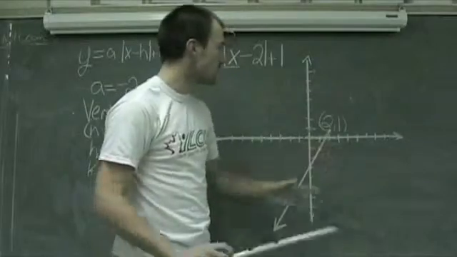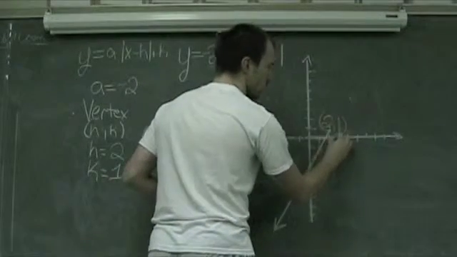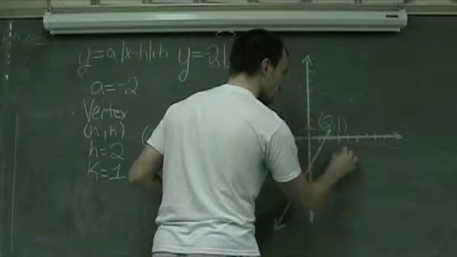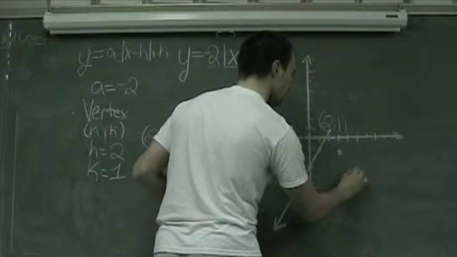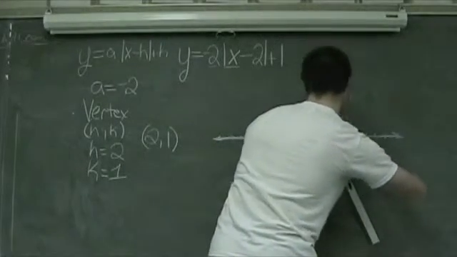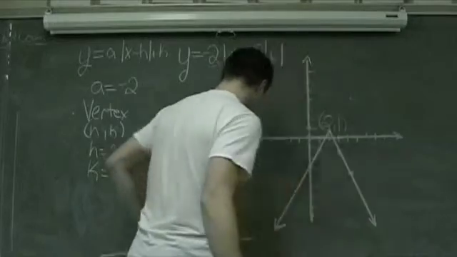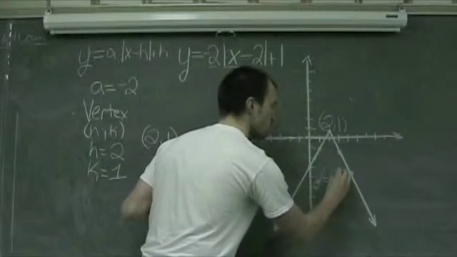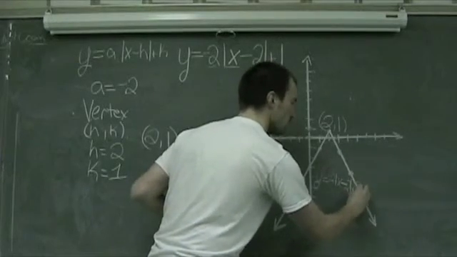Now, graphing to the right, we're going to see a slope of negative 2 times x. So as we go 1 to the right this time, we're also going down 2. And we go 1 to the right, and we go down 2 more. And there you have it, the graph y is equal to negative 2 times the absolute value of x minus 2, plus 1.